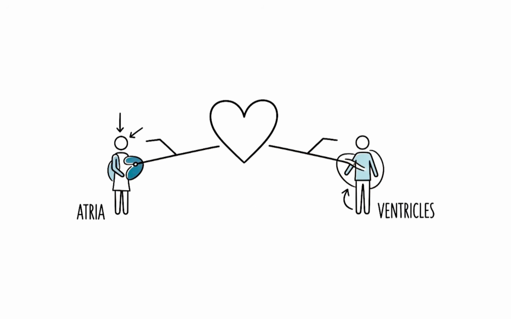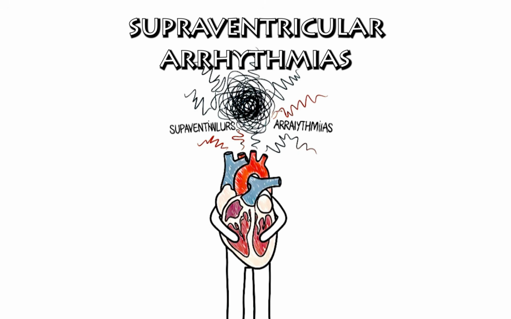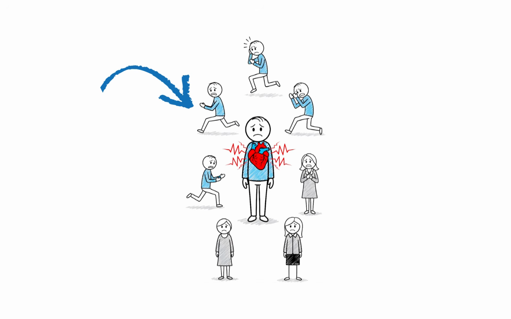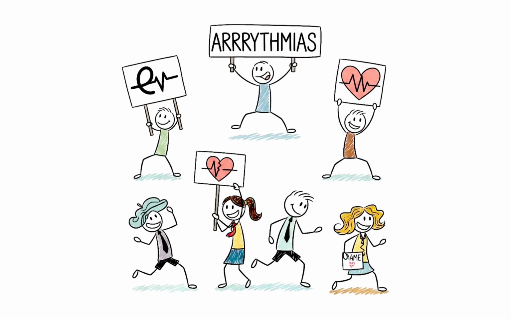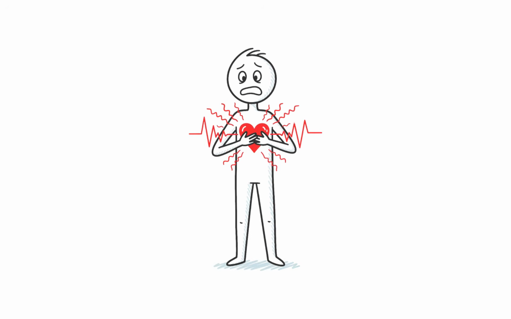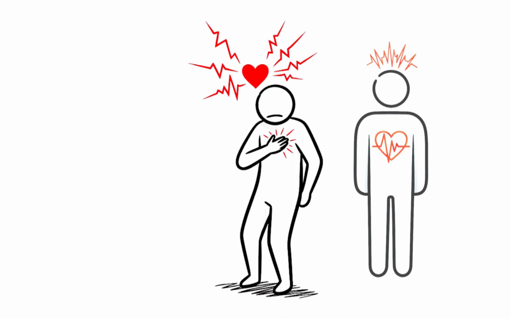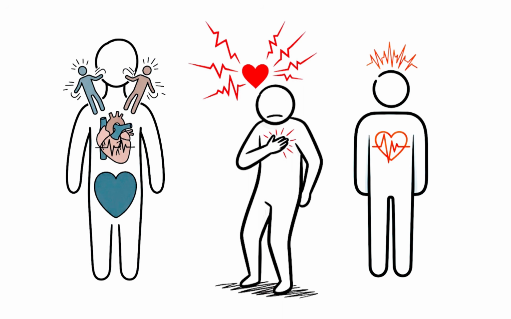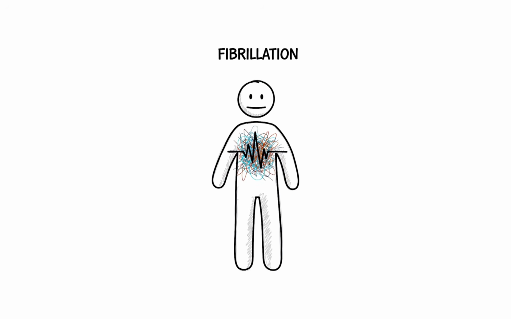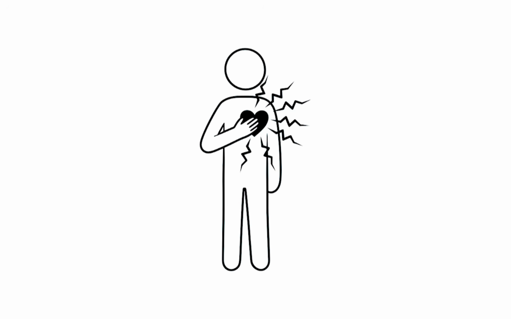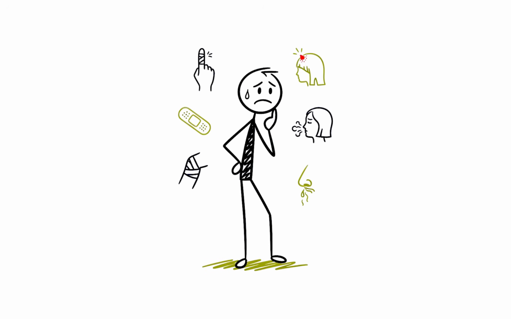Arrhythmias are broadly classified by whether they originate in the upper chambers of the heart, called supraventricular arrhythmias, or in the lower chambers, called ventricular arrhythmias. Supraventricular arrhythmias include conditions such as supraventricular tachycardia, where the heart suddenly beats very fast, and atrial flutter, where the atria beat rapidly, but in a more organized pattern than atrial fibrillation. These rhythms can reduce the heart's efficiency, but are often less immediately life-threatening.